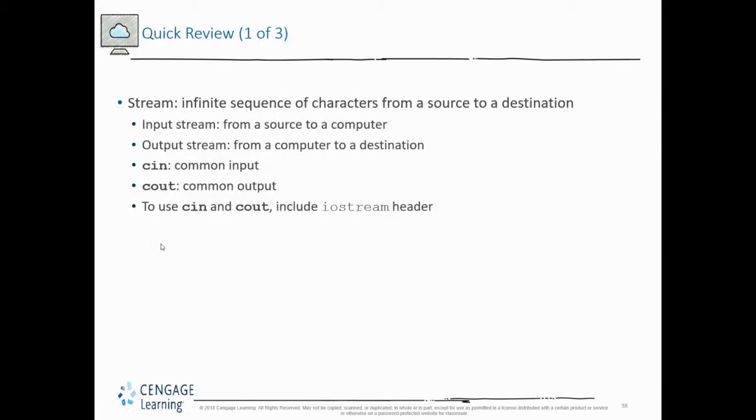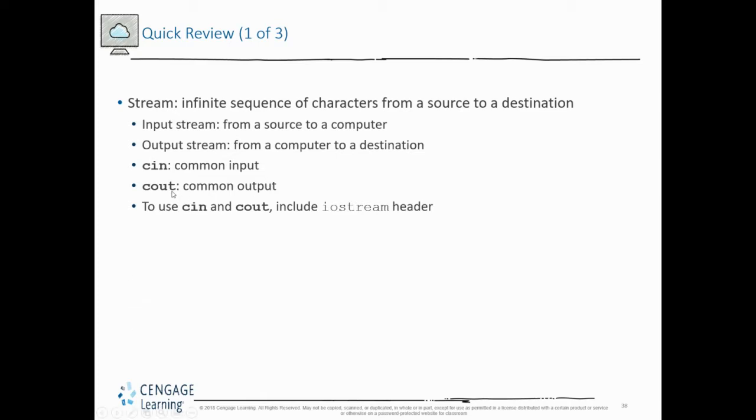Okay, quick review. A stream is an infinite sequence of characters from a source to a destination. The input stream is from a source to a computer. The output stream is from a computer to a destination. The source and the destination in this chapter's example will be a text file. The input stream will be a TXT file. The output stream will be either a DAT, which is a data file, but really it is a text file. So DAT or TXT, depending on what they tell us to make, but they're the same. Just one ends in .dat for data, one ends in .txt for text.